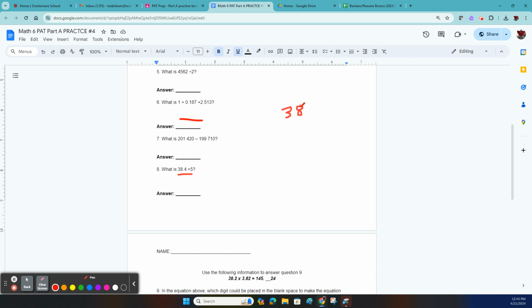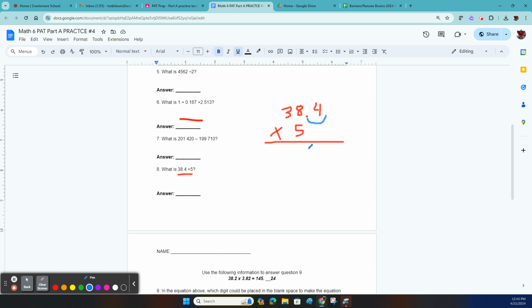38 and 4/10 multiplied with 5. Cool, I've written it vertically. So remember, whenever we're doing these decimal multiplication questions, the first thing you've got to do is bounce out that decimal. Now we're pretending it's 384. And then we just multiply like normal.